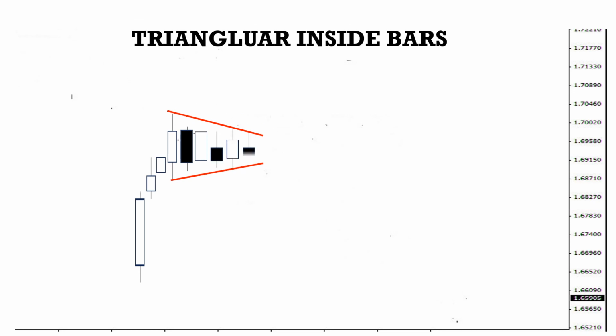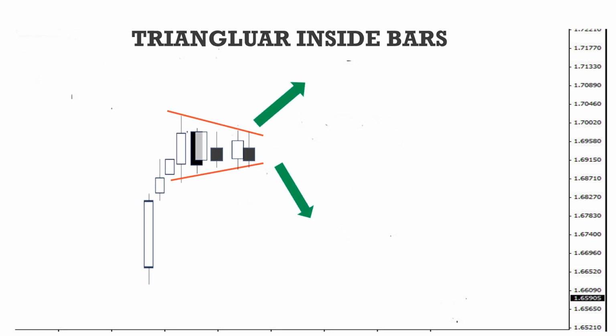Triangular inside bar. This is a type of inside bar that forms a triangle pattern. Triangular inside bars are often seen as a sign of indecision in the market, and can be used to trade both breakouts and reversals.